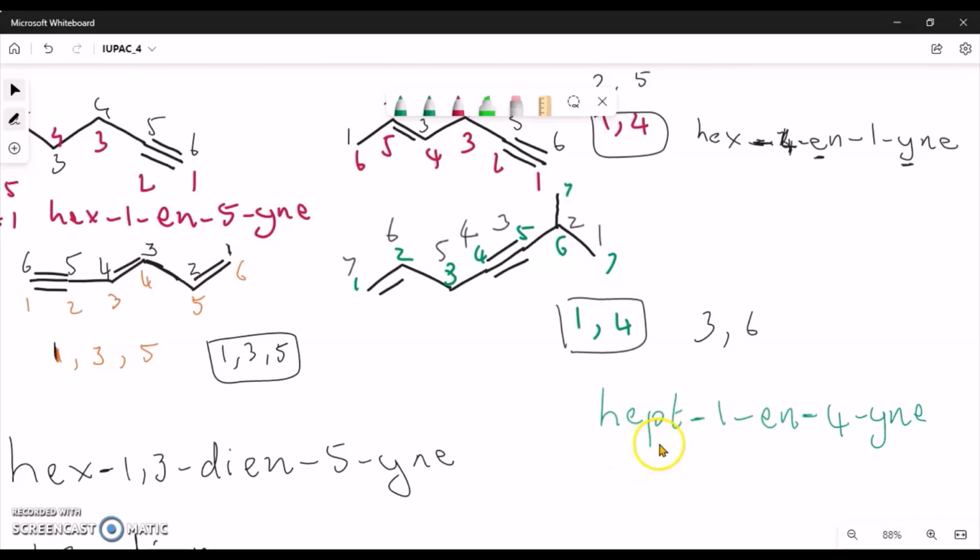Lastly, we have to also put the methyl group. There is a substituent here for this compound at the position next to the triple bond. We have at position 6 a methyl group. So we need to include that also to finalize the name completely. So we have to put 6-methyl-hept-1-ene-4-yne, and that's the complete name. Thank you.